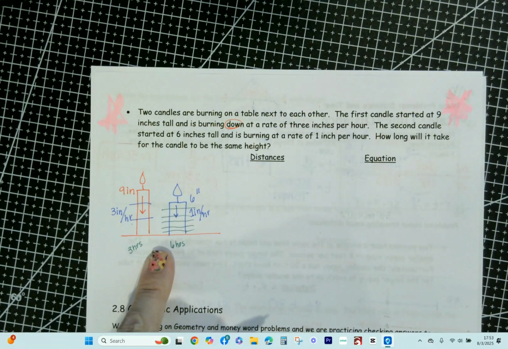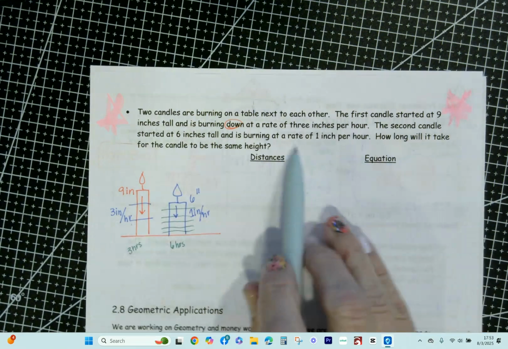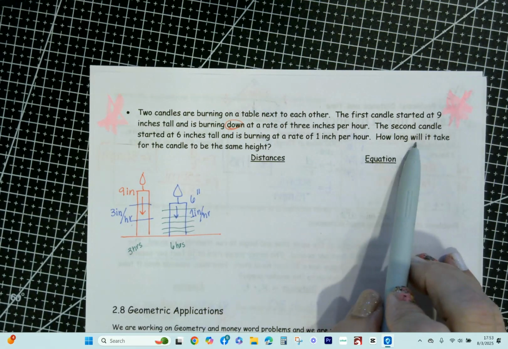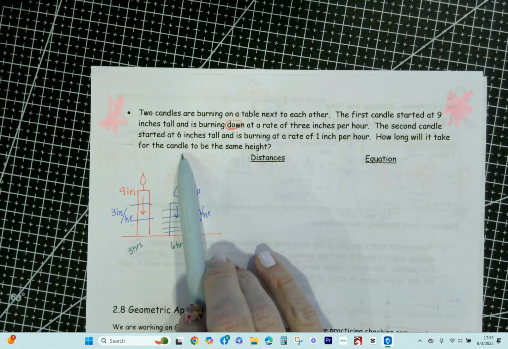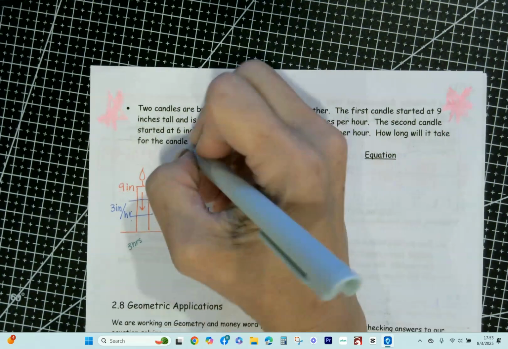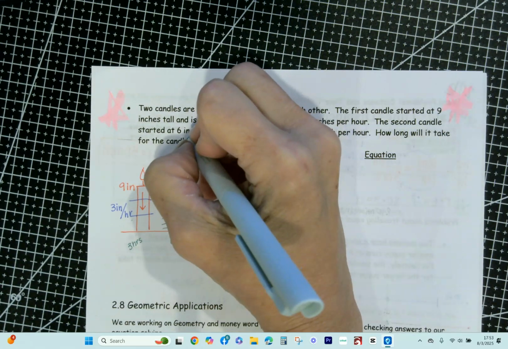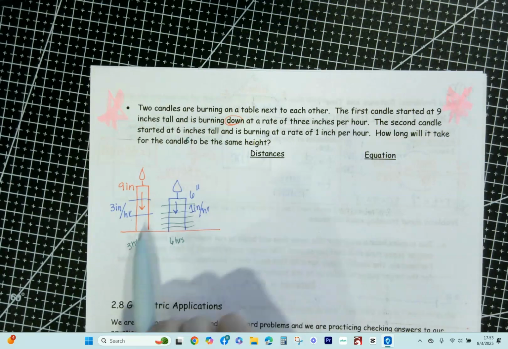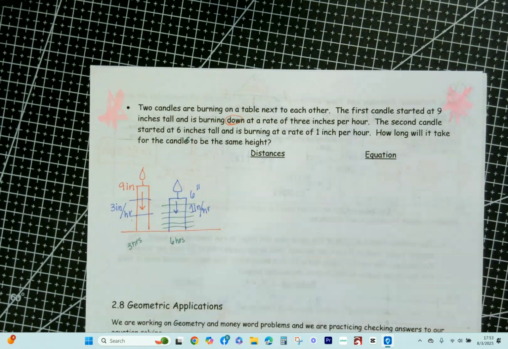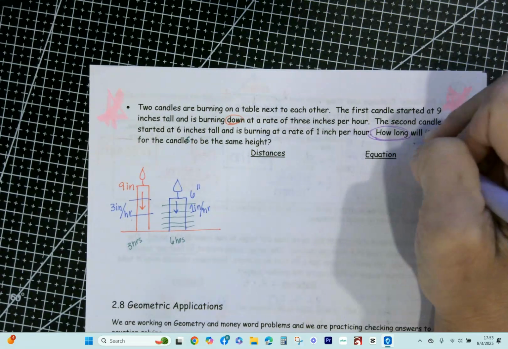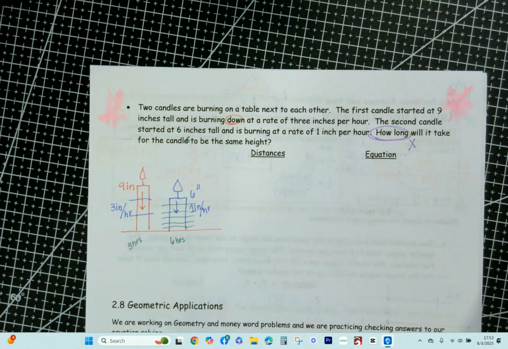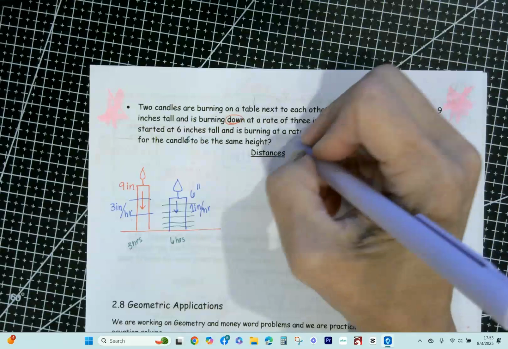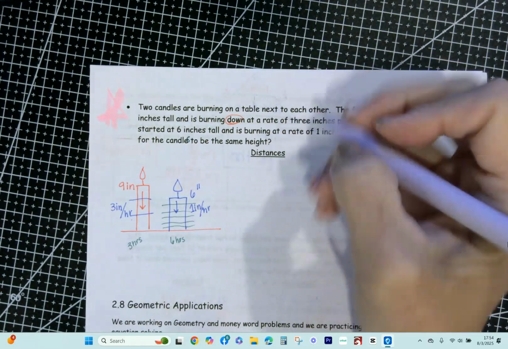But that's not what they're asking us, right? It says, how long will it take for the candles to be the same height? This should have an S, right? So we want to know this. We want to know when it's equal to that. Well, we don't know how many hours. So how long is your X value? Okay. All right, so let's talk about this.